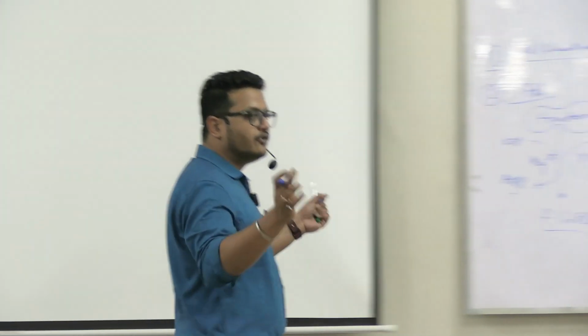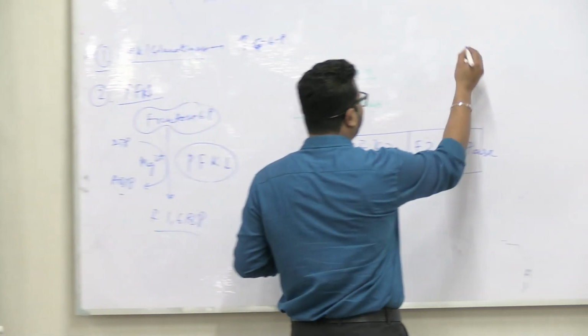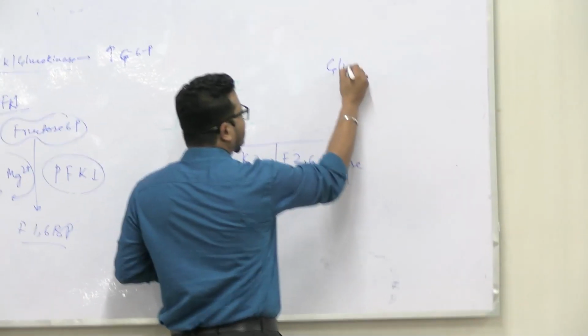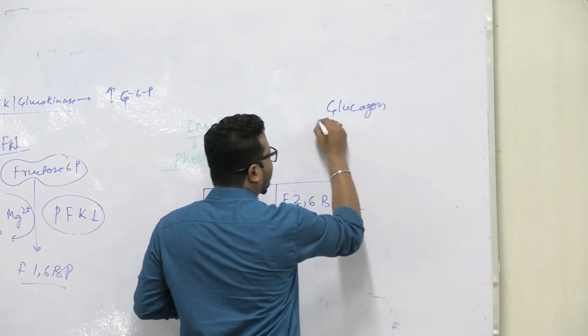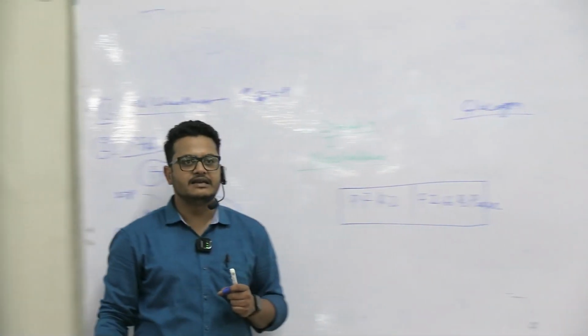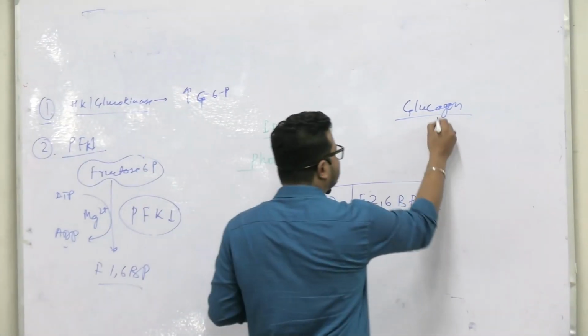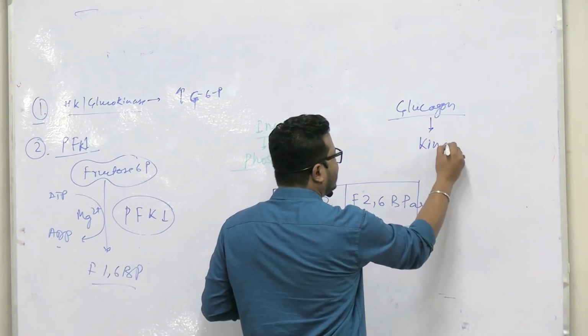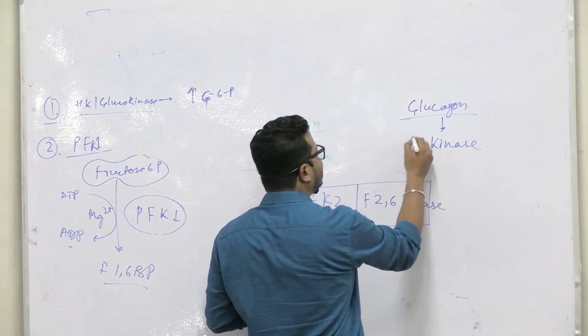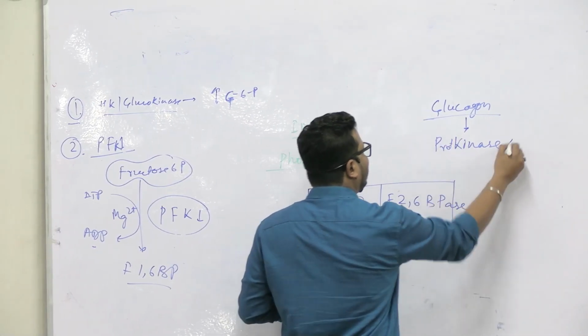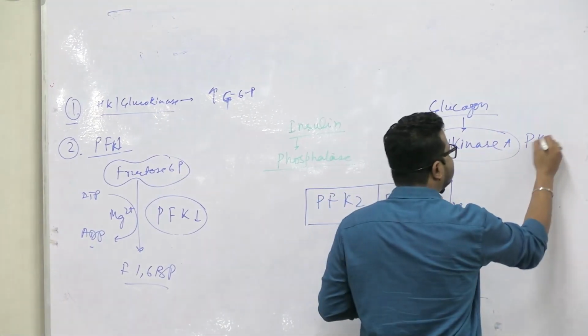Scenario number 2. Imagine you didn't have food. Fine, you are in fasting state. That causes the release of glucagon from the alpha cells of pancreas. And glucagon is responsible for the activation of an enzyme called protein kinase A. In short form, we call it PKA.